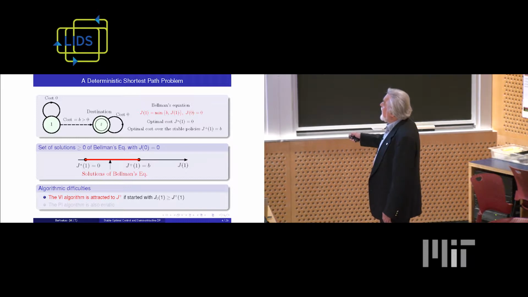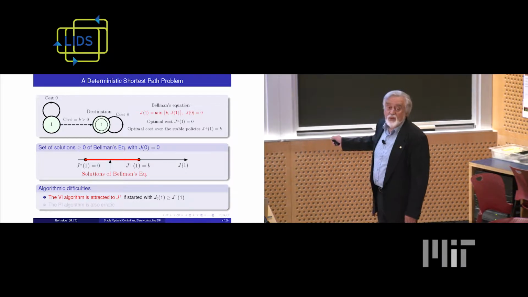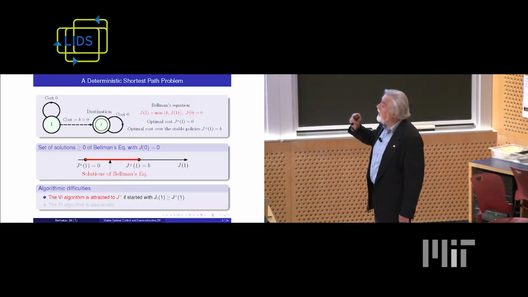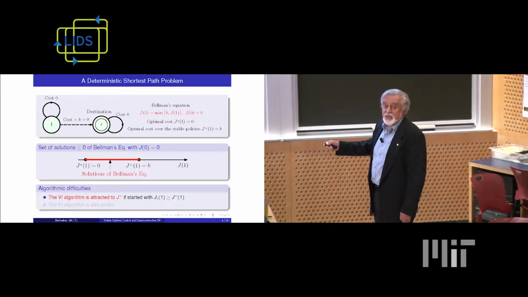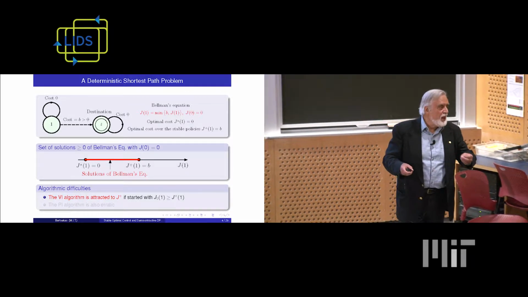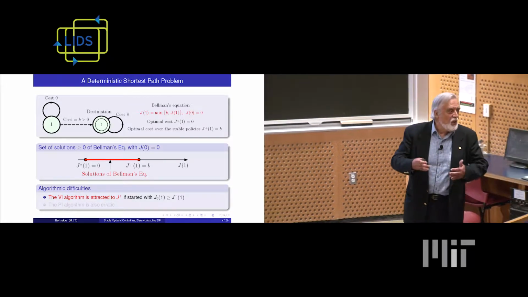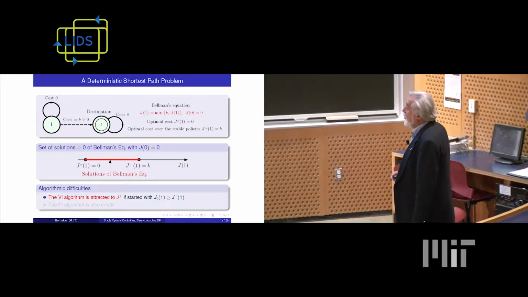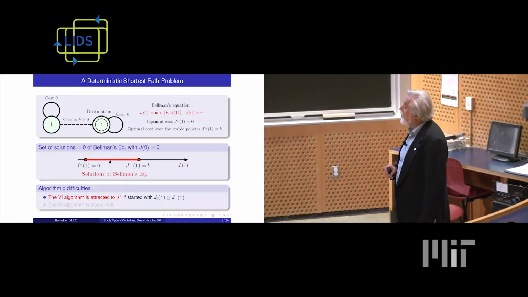If you look at value iteration now, if you start the value iteration algorithm from above j plus, then you can verify that it converges to j plus in one iteration. However, if you start it from below j plus, then you're going to be at a solution of Bellman's equation, so you're going to stay where you are, and so you're not going to converge to either j plus or j star.